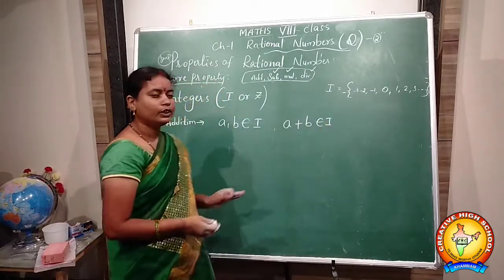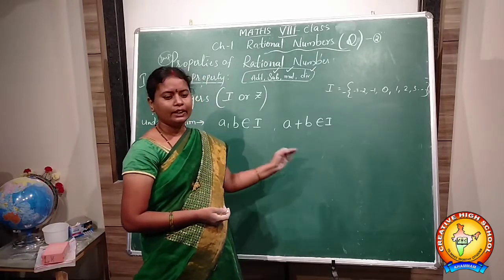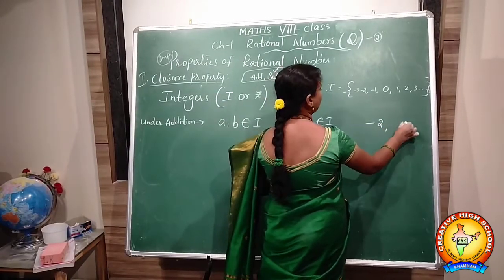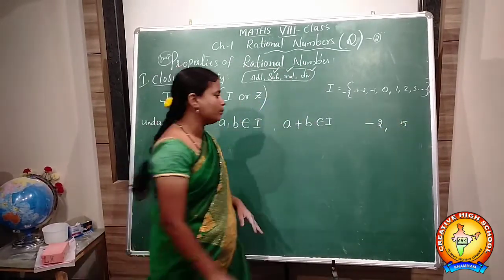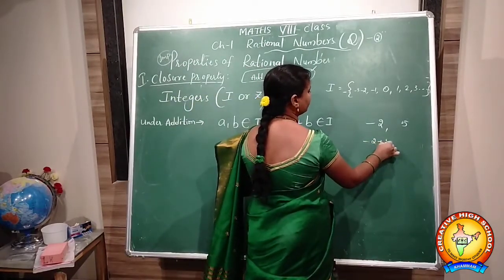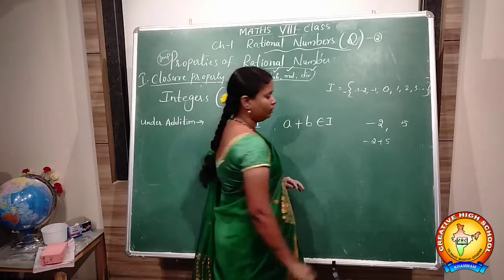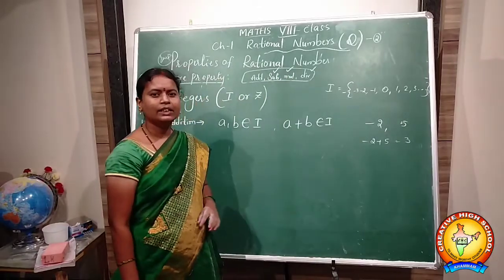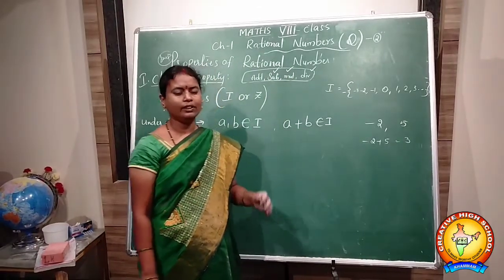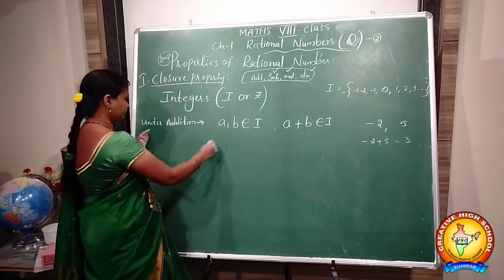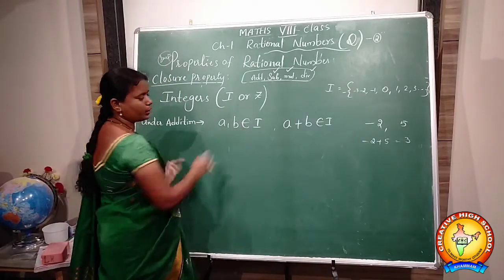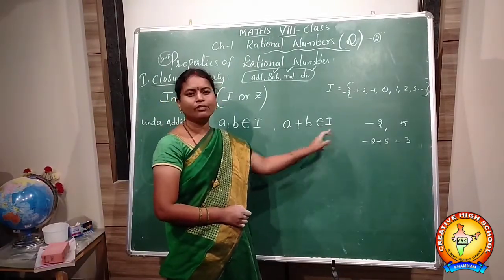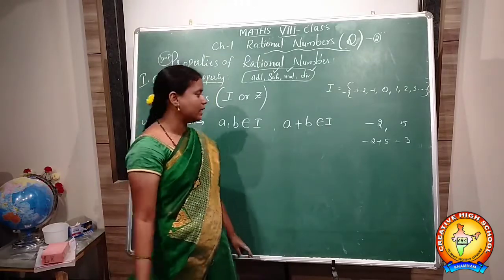For that, you take different examples and verify it. Take -2 in the place of A and +5 in the place of B. Now add these two numbers: -2 plus 5 is 3. Does 3 belong to the set of integers? Yes, 3 also belongs to the set of integers. So when A and B belong to integers, the sum of A and B also belongs to the set of integers.